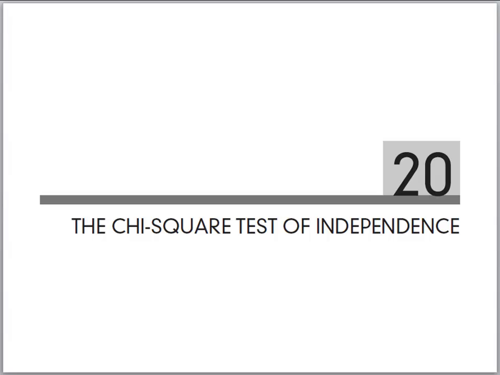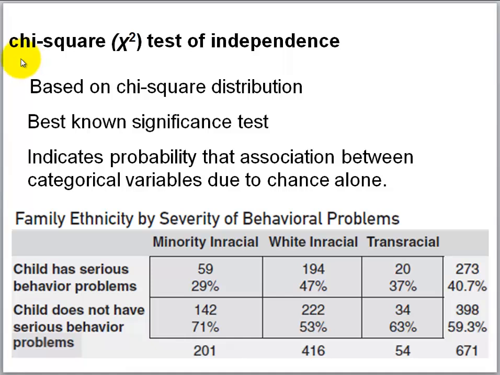On to Chapter 20, the chi-square test of independence. The chi-square test of independence is based on the chi-square distribution, which we talked about in Chapter 19. It is probably the best known of all of the different significance tests, and it indicates the probability that association between two categorical variables is due to chance alone.